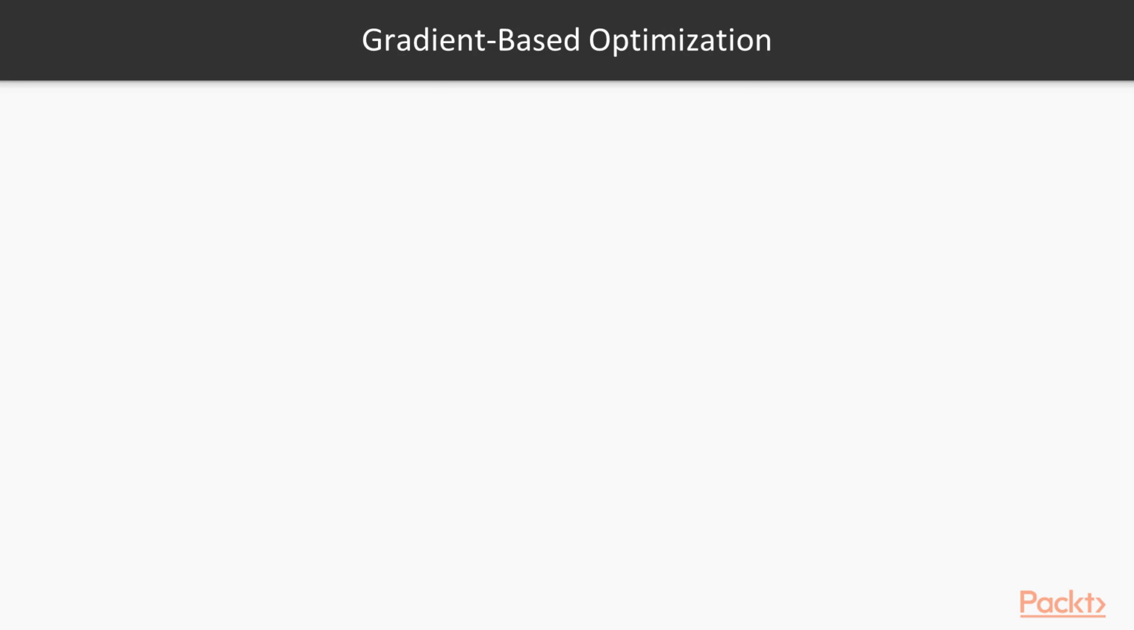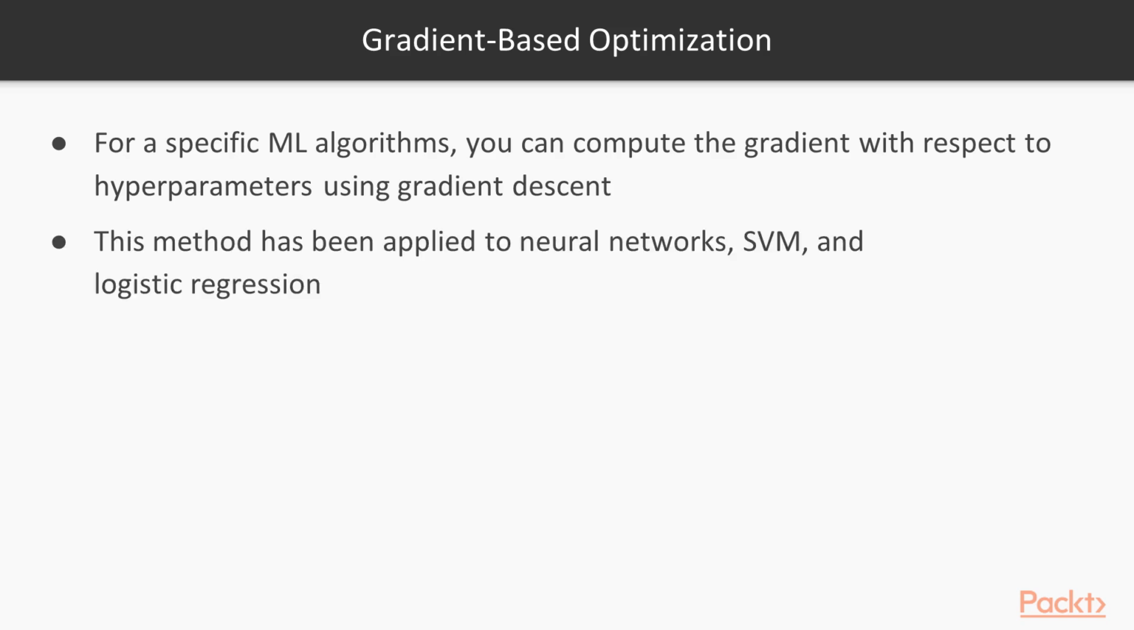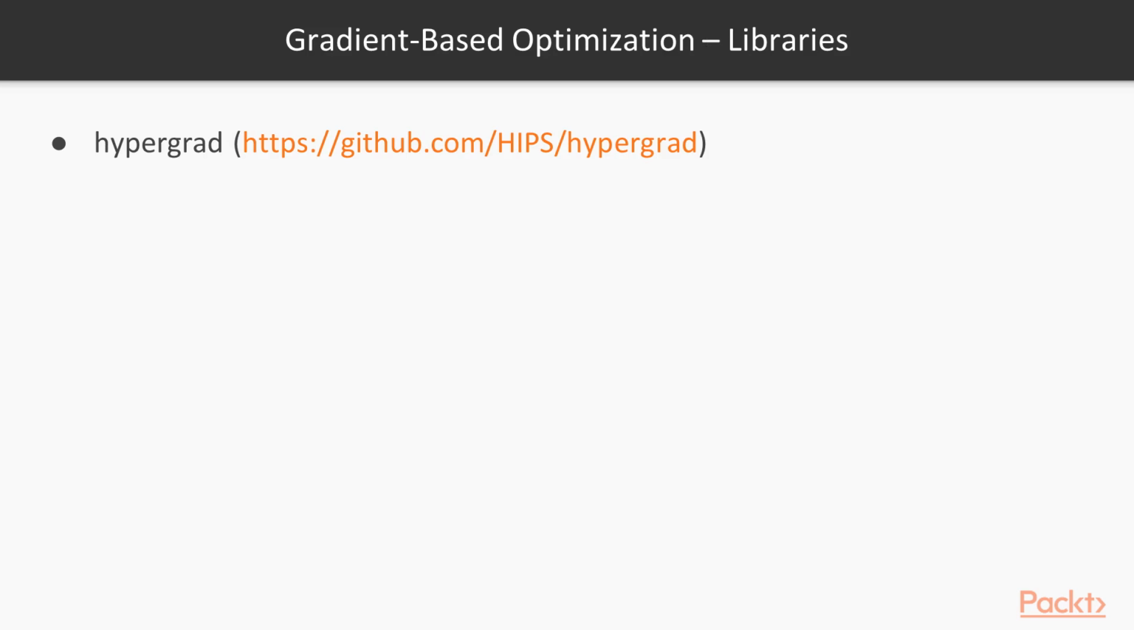Gradient-based optimization. This is a more analytical approach to perform hyperparameter tuning, where you can compute the gradient with respect to hyperparameters using gradient descent. It has been applied to neural networks, SVM, and logistic regression. It's not a very popular method as the rest of the others. Hypergrad is a Python library that offers gradient-based hyperparameter tuning.